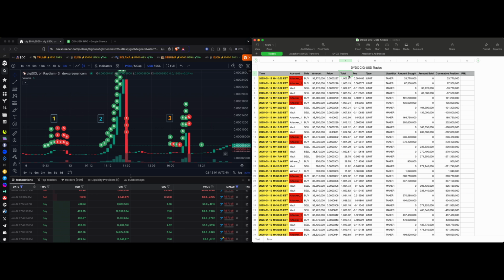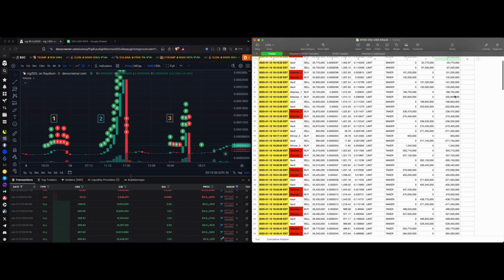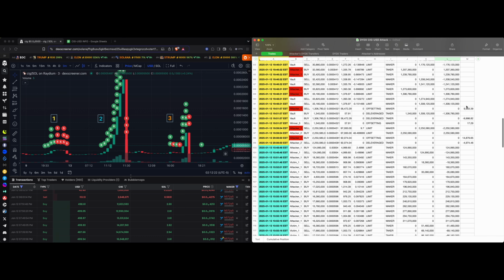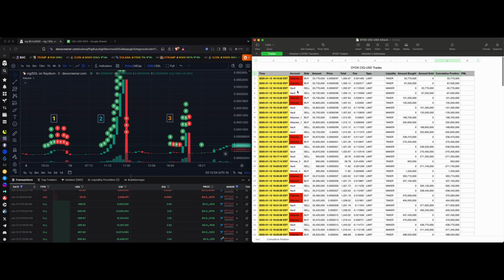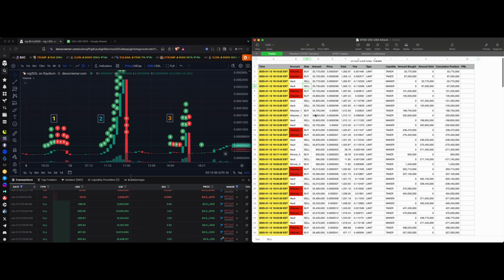the total value of that trade, the fee, the type of order it is, the liquidity, the amount bought, the total amount that he bought in SIG, the total amount sold in SIG, and the total position of SIG that he has. So only when the position is 0 do we actually calculate the P&L, which is later. But as you can see here, he immediately starts taking up all the liquidity from the vault.